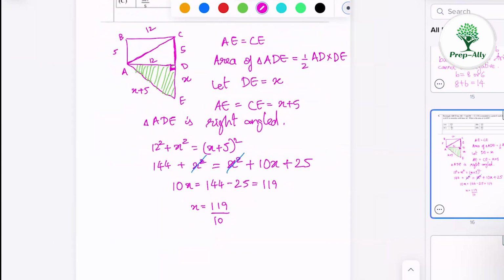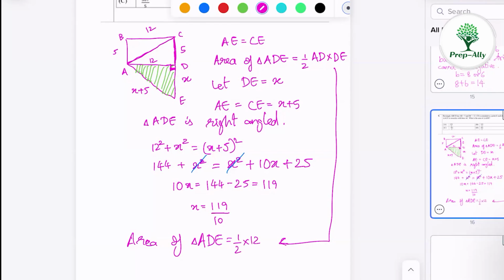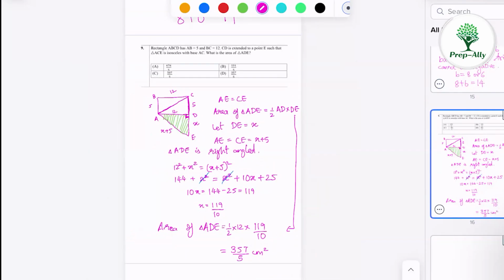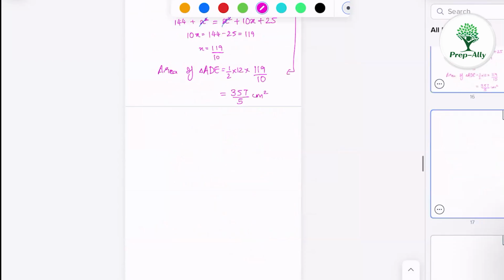So what is the area of ADE from here? Area of triangle ADE is equal to half into AD, that is 12, into DE, that is X, 119 by 10. So which is equal to 357 by 5 centimeter squared. So the answer is 357 by 5.